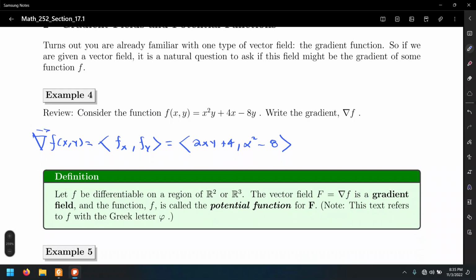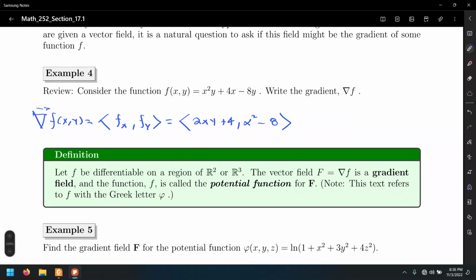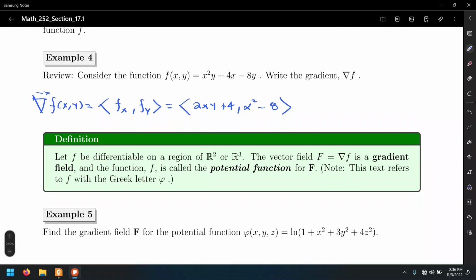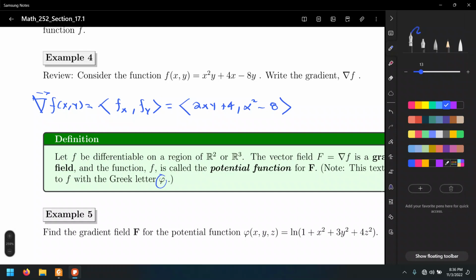We're going to have a function f that is differentiable, whether in R2 or R3 depending on where we're working, that is the 2D plane or the 3D space. The vector field F, which is the gradient, is a gradient field, and f is a potential function for F. That is the function whose derivative is F, and in this case it's the gradient field. Different textbooks use different letters. Instead of little f, the original function we use to take the partial derivatives and come up with the gradient, later in the chapter we're going to retrieve the original potential function, and in this case they use the Greek letter phi to refer to that function.